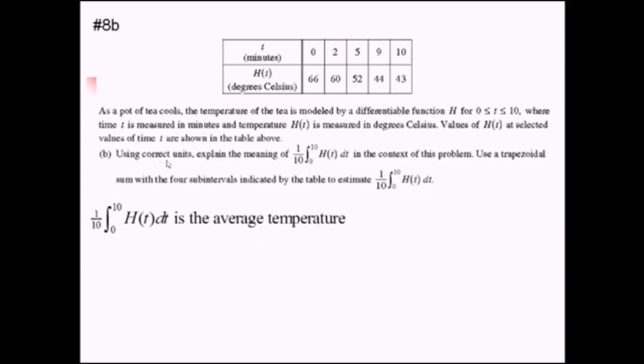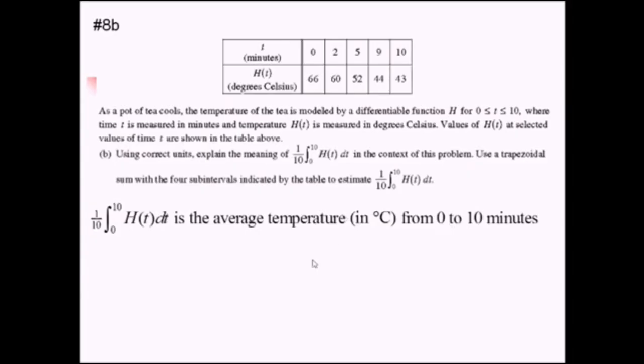They said using correct units. So you need to specify the units for this average. Now the units of an average are always going to be the same as the units for the original quantity. So this is going to be in degrees Celsius. And there is one other piece we need here. Whenever you're doing something within the context of a problem, you need to give a time period for these things. So this is the average temperature over the time period from 0 to 10 minutes. If you didn't specify 0 to 10 minutes, you probably would not get that point.